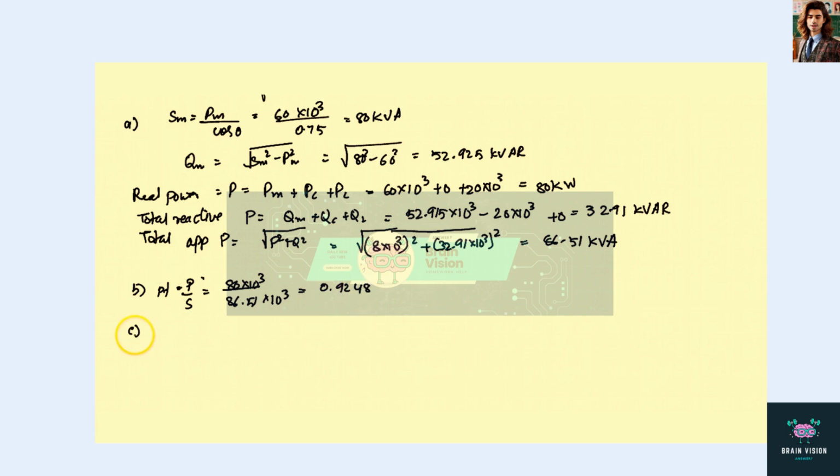For C part, finding the current drawn, I equals S by V, which is equal to 86510 divided by 550, and so the current drawn is 157.3 ampere.